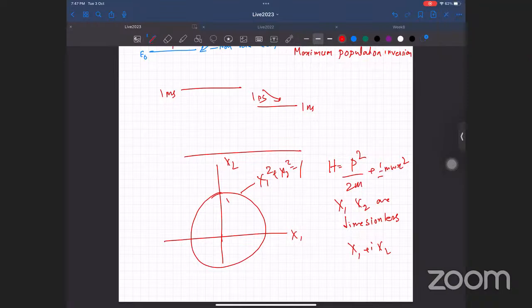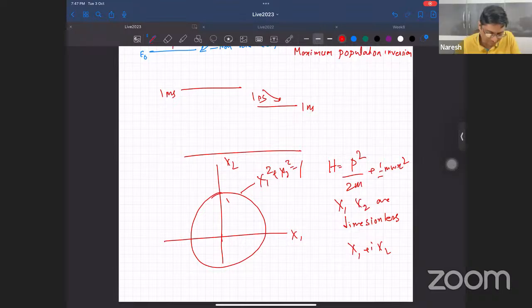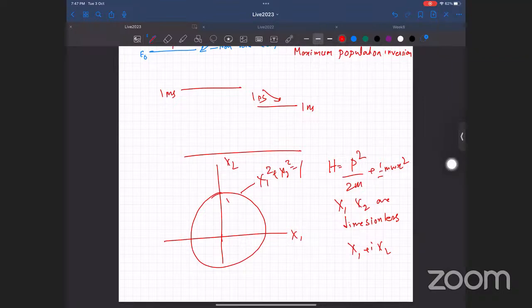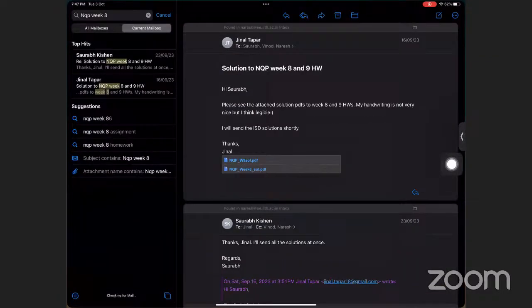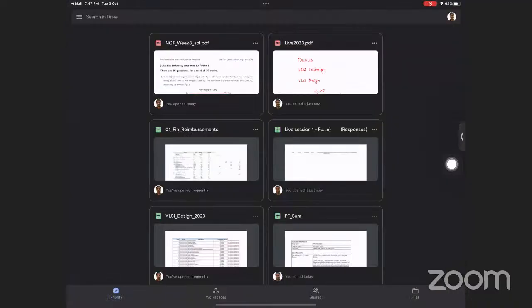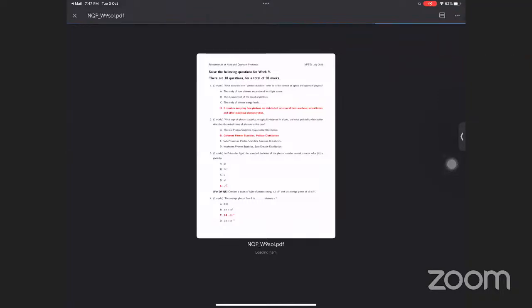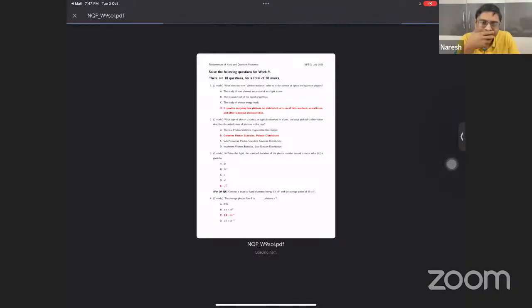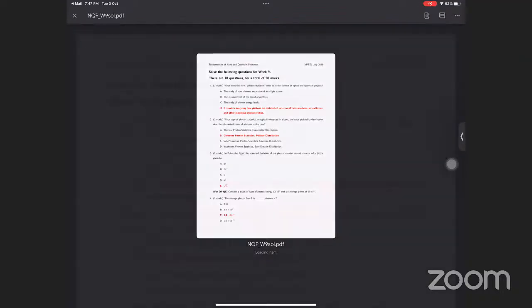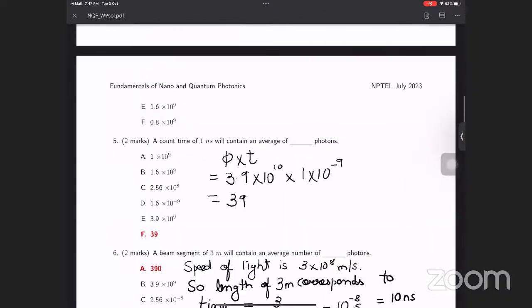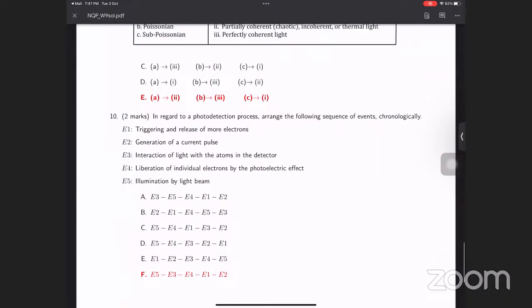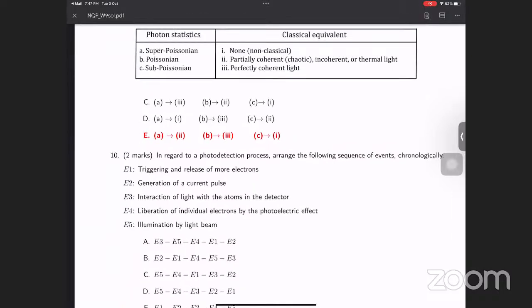Sir, just one more question. In assignment 9 from the previous week, in the last question, it asked: regarding the photodetection process, arrange the following sequence of events chronologically. I have a simple confusion. First, the illumination happens by the light beam. After that, the interaction of the light with the atoms in the detector happens.